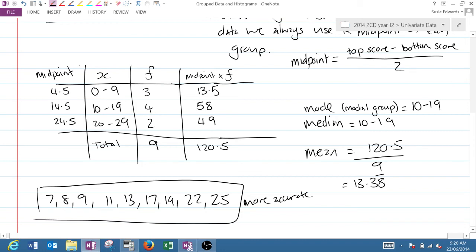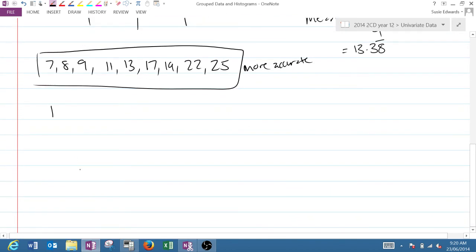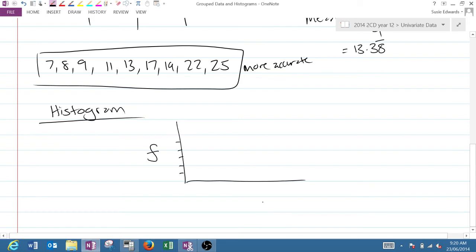Okay, we're going to move on to histograms. What's a histogram? It's like a bar graph, okay? A histogram is a way of representing information with frequency down the side, and it also has a scale down the bottom. Right? So there's scales on both sides. Frequency is always down the side.